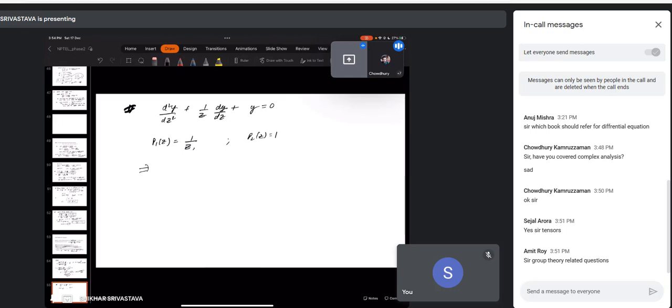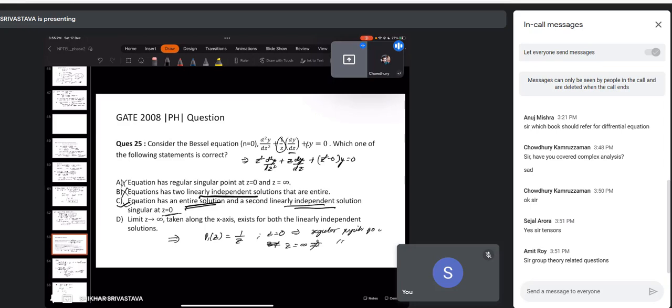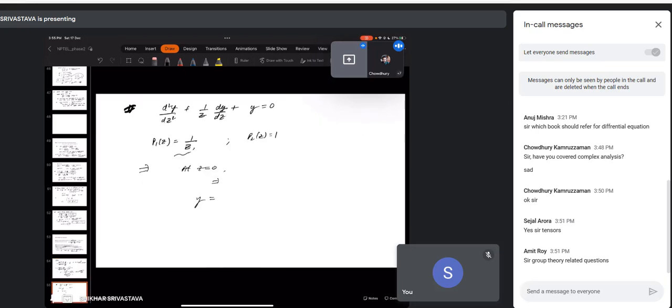So we know from p1 of z that at z equal to 0 there is a singular point, so there is no solution at z equal to 0. One more thing: since it is a second order linear differential equation, it will have two classes of independent solutions. Suppose one independent solution is z to the power something, and another is some other function of z, you can consider f2 of z, f1 of z.